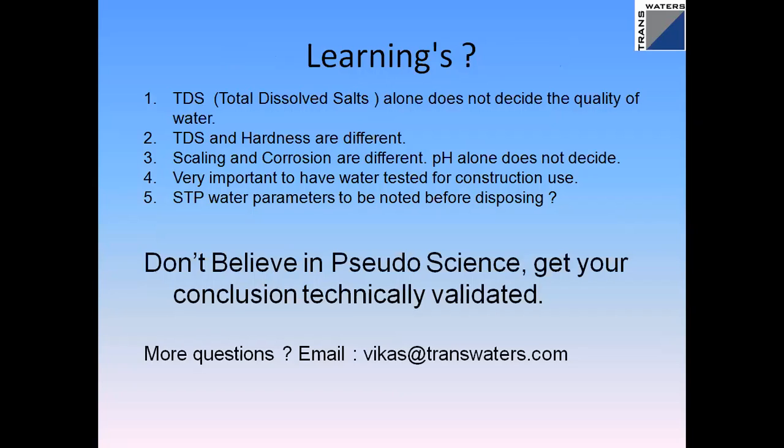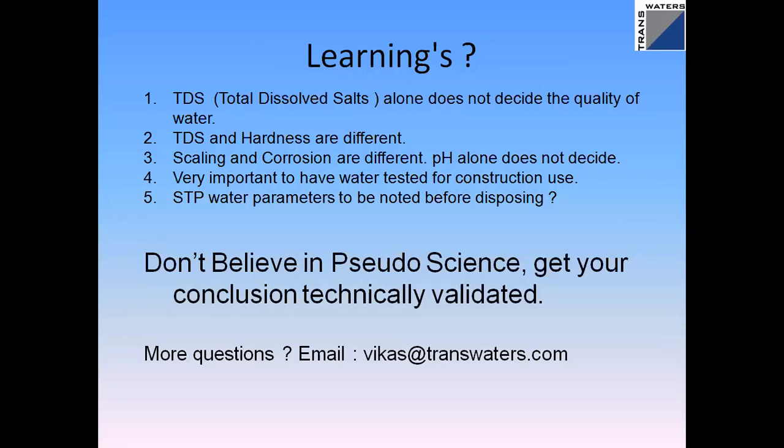What have we learned so far? First point, TDS alone does not decide the water quality. There are other parameters which also decide the water quality. TDS and hardness are entirely different. Hardness is generally a subset of TDS. Hardness is the presence of calcium carbonate. Scaling and corrosion are entirely different. If you have salt deposit, it's scaling. Corrosion is leaching of your pipes, that's corrosion.